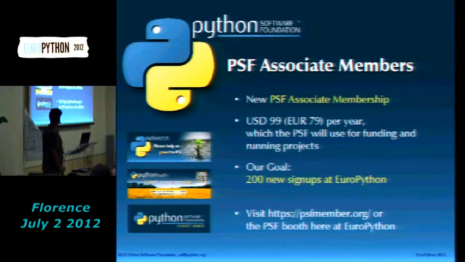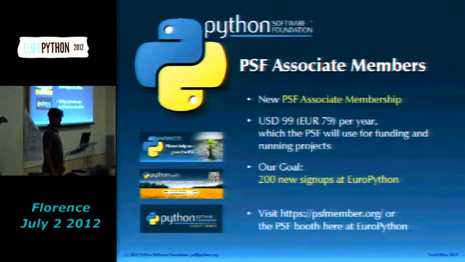Then I have a second announcement, which is a new membership form that we've added to the PSF. Up until now, you could only enter the PSF by being nominated and then voted in, and now we have the associate membership, which doesn't need all this. You just pay a yearly fee for that. The PSF will then use that fee to sponsor projects, sprints and conferences.